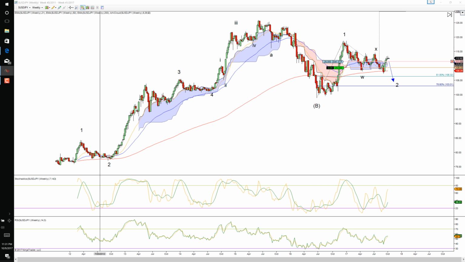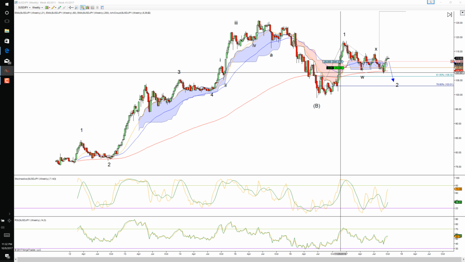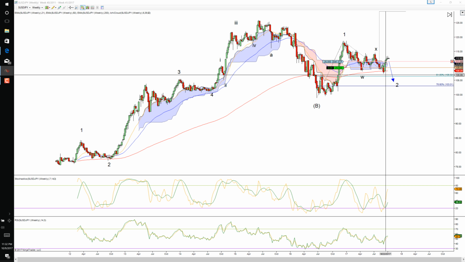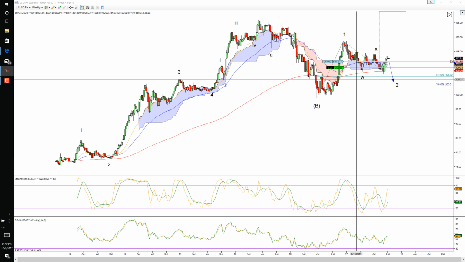Now with the dollar yen, I have this as a 1, the WX, possible Y of 2 here, or this will be A, B, and then C for Y of 2 here. I've been saying that for about a week now. It hasn't really done much.